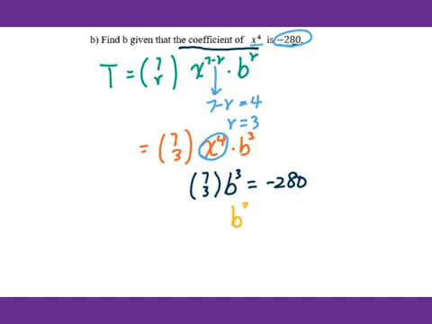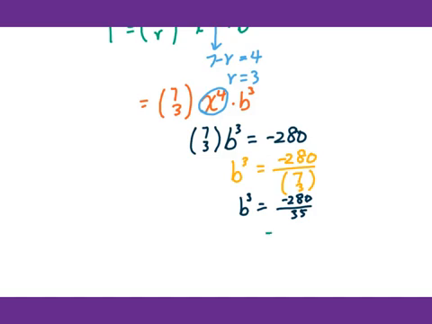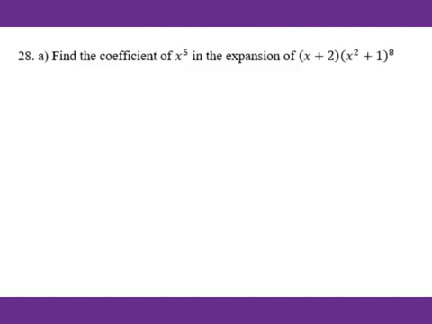Therefore, b to the 3rd power equals negative 280 over 7 choose 3, which equals negative 280 over 35. That's b to the 3rd power, which then equals negative 8. b to the third power equals negative 8. b equals negative 2.